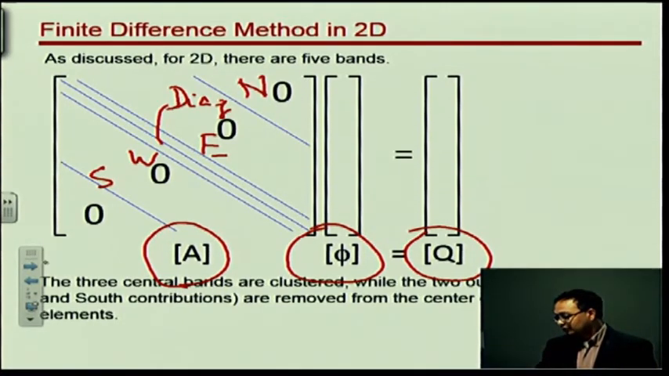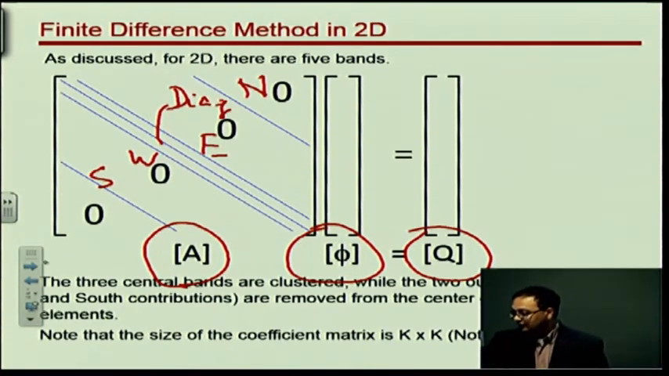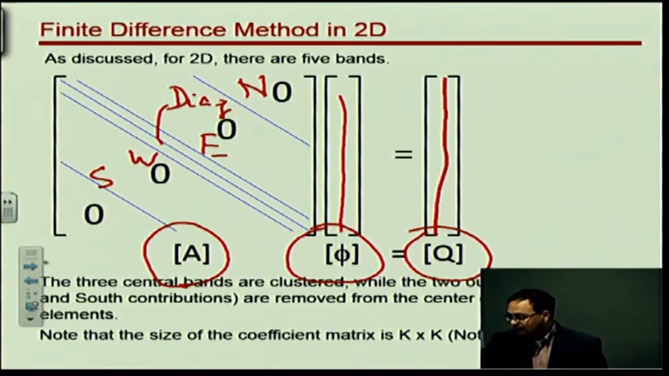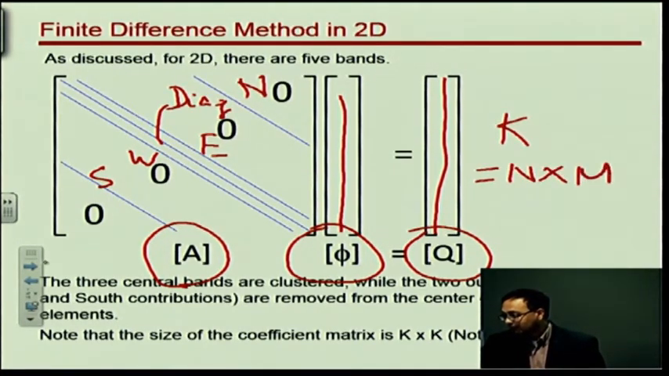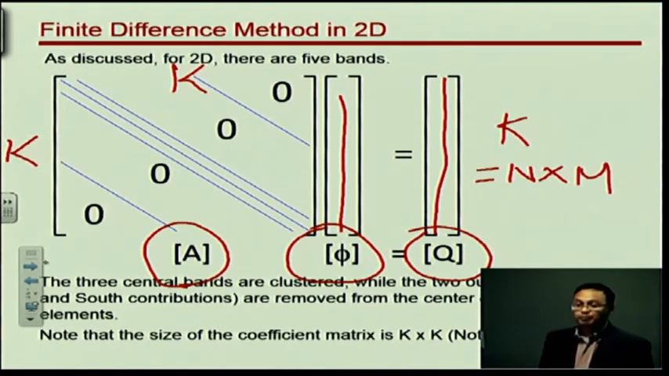So the north and south are moved far away, and as I said, the total number of unknowns, this vector here and this vector here, they are of size k, which is equal to n times m. And this matrix here is of size k by k, k being n times n. Okay? Any questions?